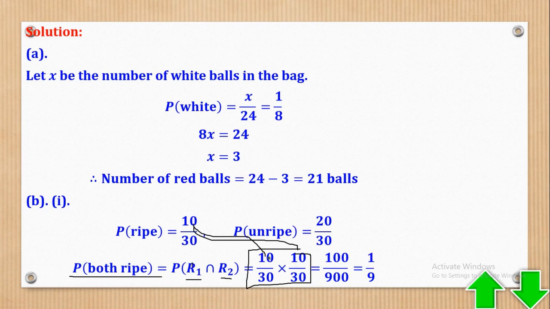So when I multiply 10 by 10 will give me 100, 30 by 30 will give me 900. So I can simplify: these 2 zeros cancel and these 2 zeros cancel, so I remain with 1/9, which is that. So basically that's what they wanted in Roman 1. Now before you go to Roman 2, let's see how marks can be awarded for this slide.